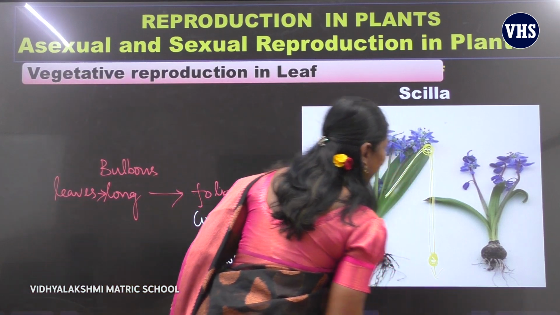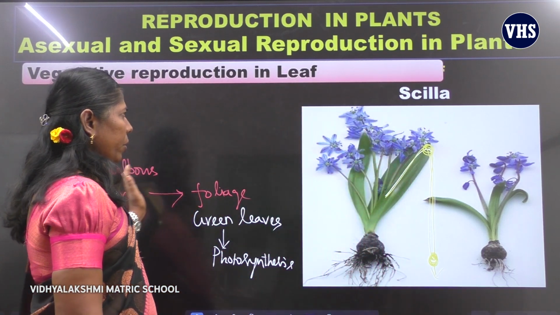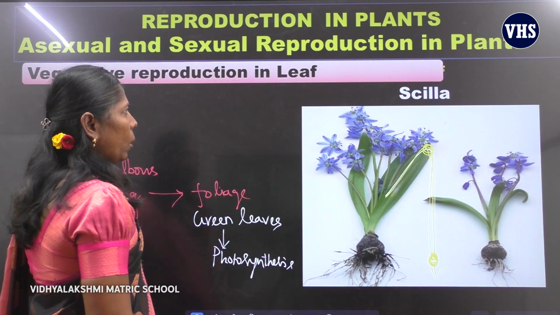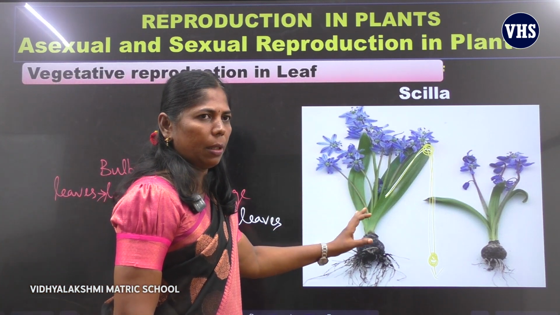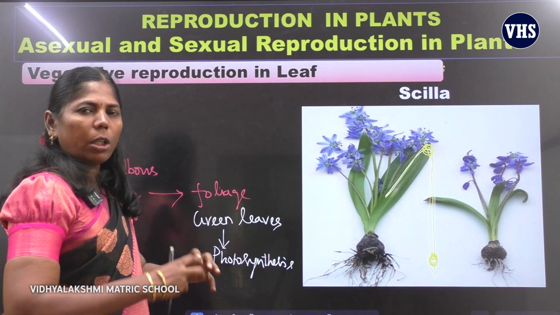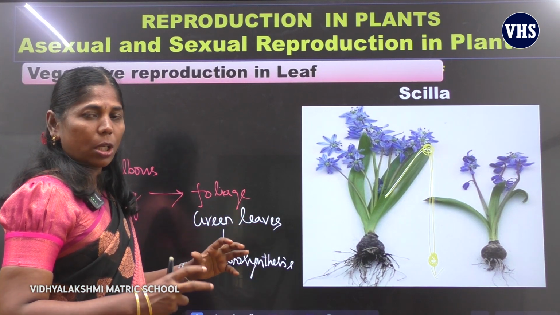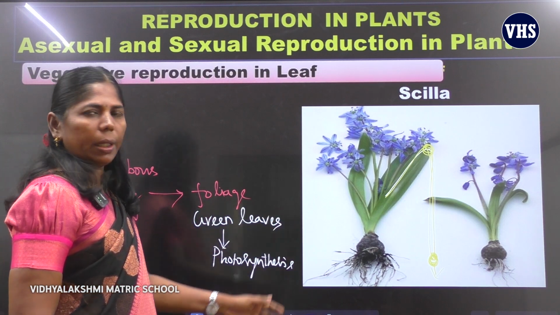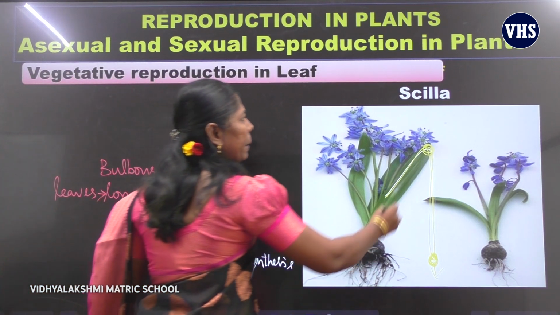So what is the comparison between the leaf of bryophyllum and the leaf of scilla? Bryophyllum leaves are succulent and scilla leaves are bulbous. Okay? In the bryophyllum leaves, at the margin we can see a lot of buds arise. Actually buds arise from the notches of the bryophyllum. So what about here? Here the buds arise on the tip of the leaf.